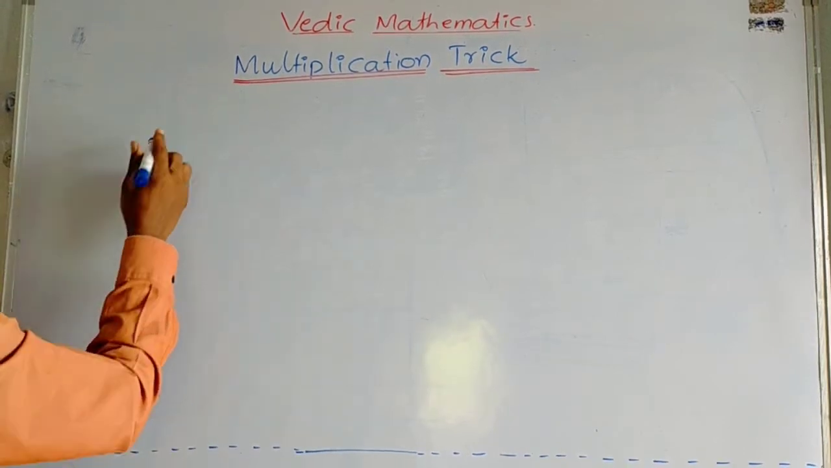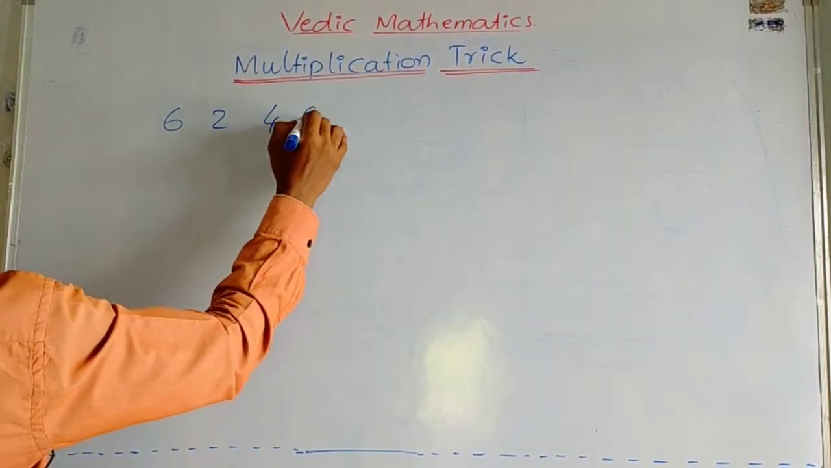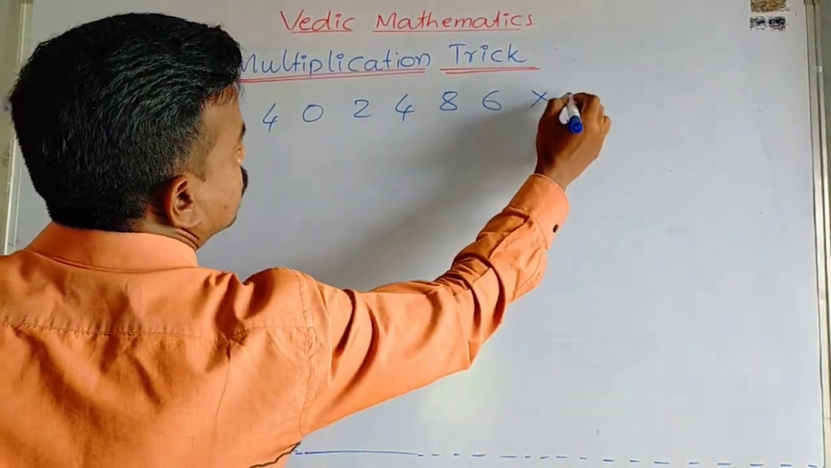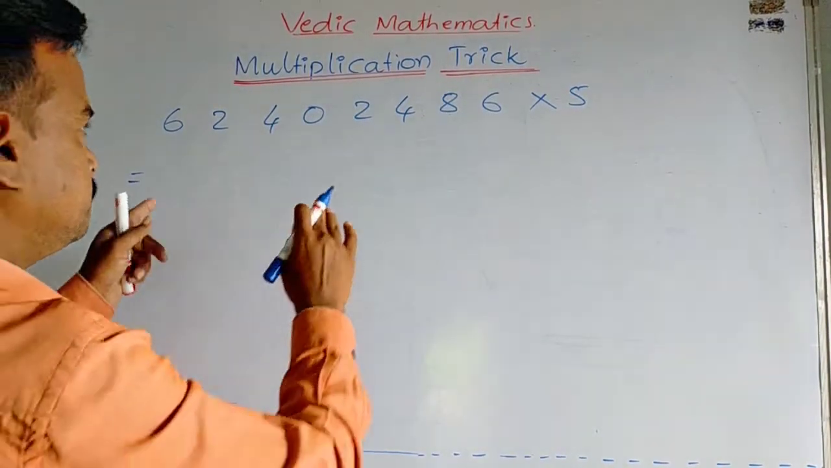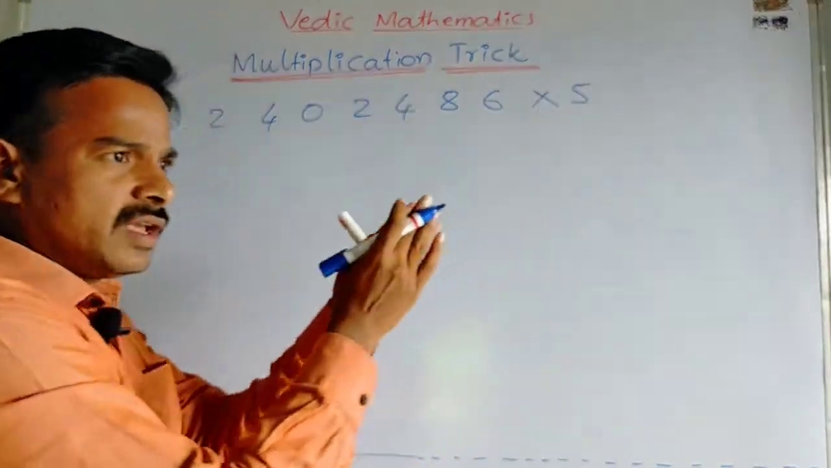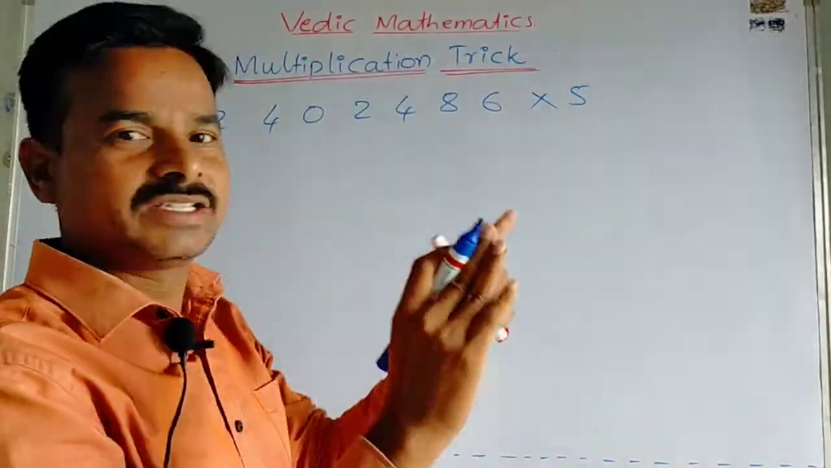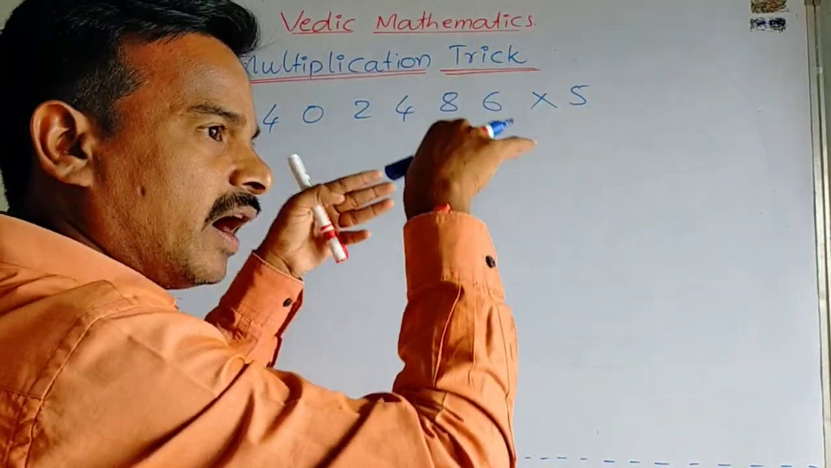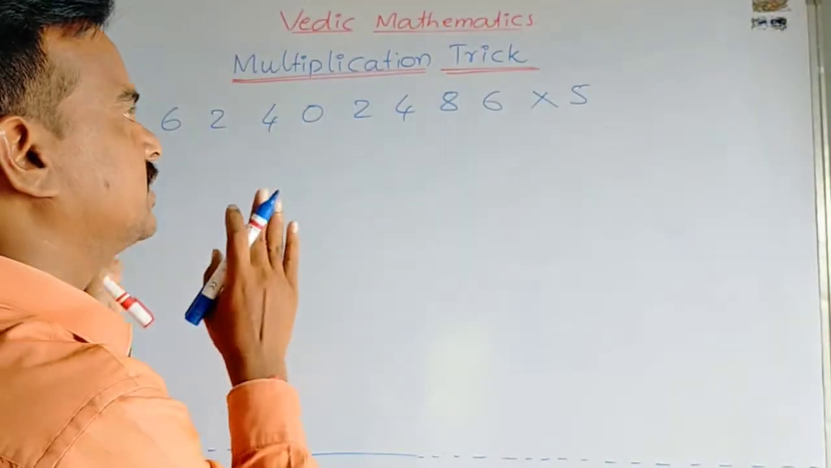One more example I am taking: 6240248 into 5. Okay, how can we write the answer? Actually, we can keep in mind that 5 can be written as 10 by 2, so we multiply this number by 10 and half of the number is the answer. By that process, as I already said.